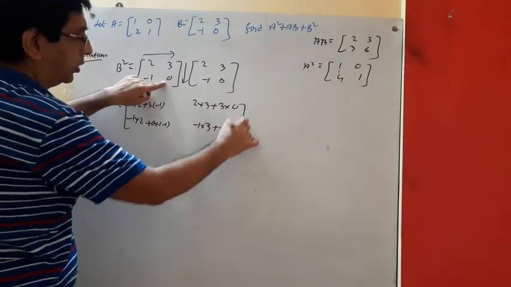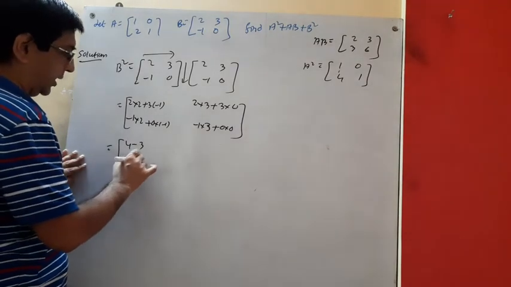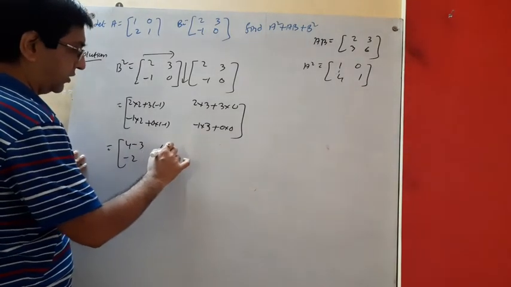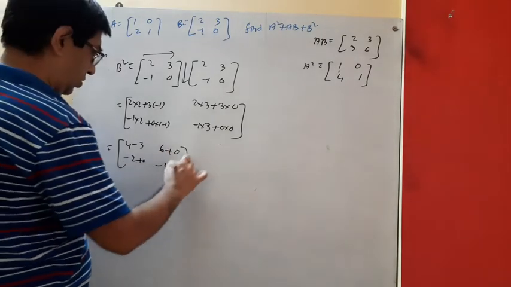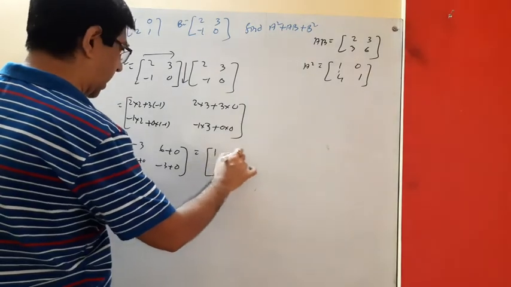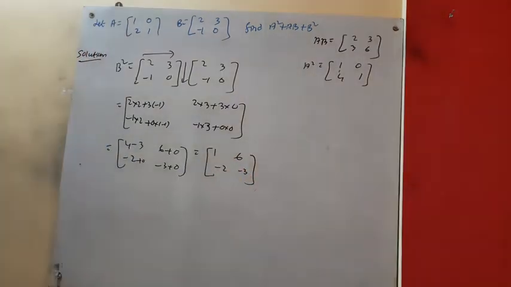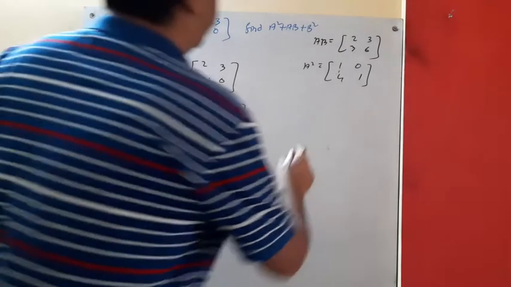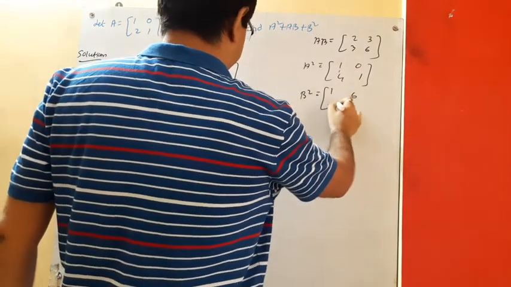So we are getting 4 minus 3, minus 2, 6 plus 0, minus 3 plus 0, right? So we are getting [1 6; -2 -3]. This is B square: 1 6 minus 2 minus 3.